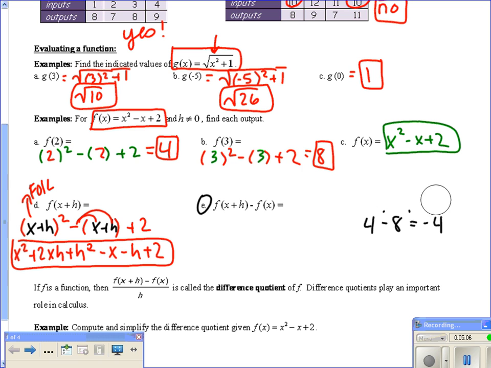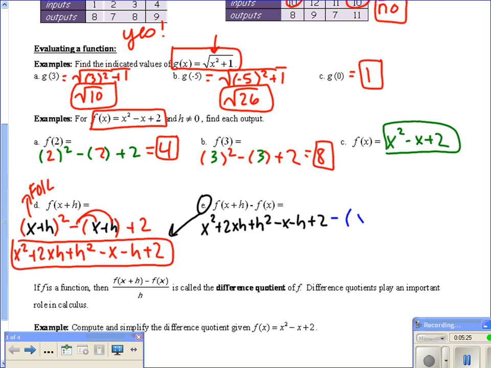I'm just going to erase this so I can have room to write. So we already did f of x plus h here, so I'm just going to rewrite that. And now we're subtracting it from f of x, and notice I'm going to put this in parentheses. Why am I putting this in parentheses? Because if you don't put it in parentheses, you might forget to distribute that negative sign to each of those terms. So then I'm going to rewrite my equation, distributing the negative sign.